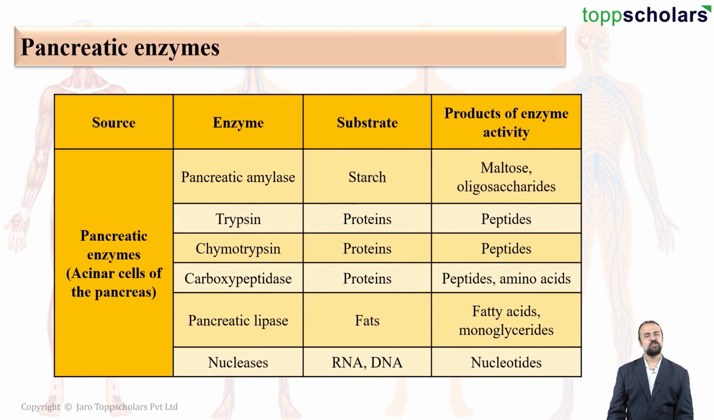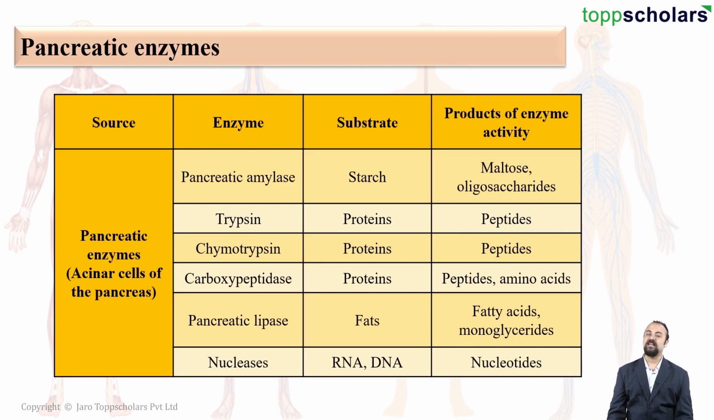Now the source of these pancreatic enzymes are the acinar cells of the pancreas. Let us have the first example. The very first one we have is pancreatic amylase. The substrate is starch, and the products of breaking down starch by pancreatic amylase are maltose and oligosaccharides.